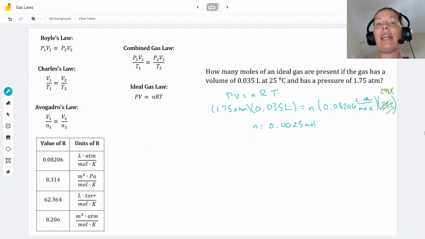I like to say, let your units lead you. If your units aren't matching or your units are not making sense, then probably something is wrong somewhere in the problem. Okay, so that was our first problem with ideal gas law. Let's make sure there are no questions, and there are no questions. Let's do a couple more of these because we've got time for that.